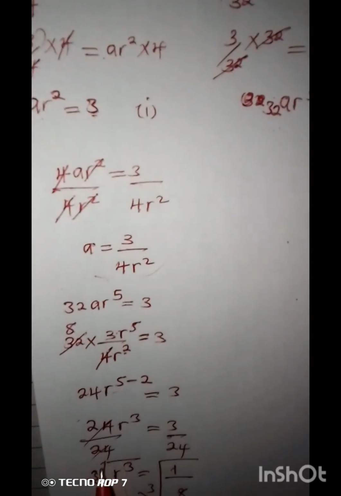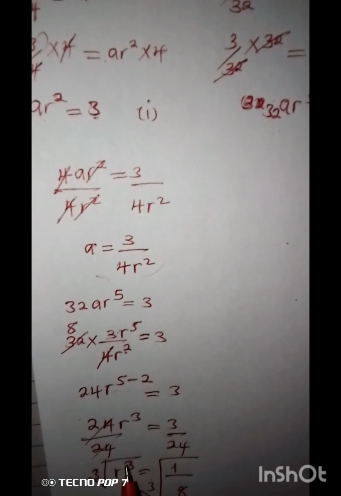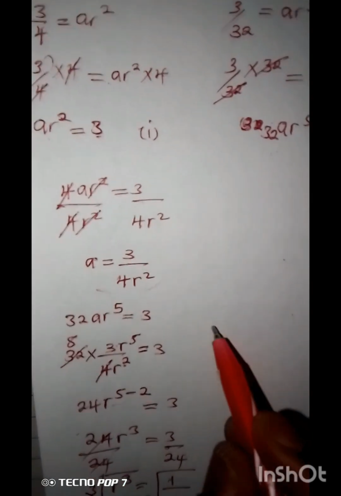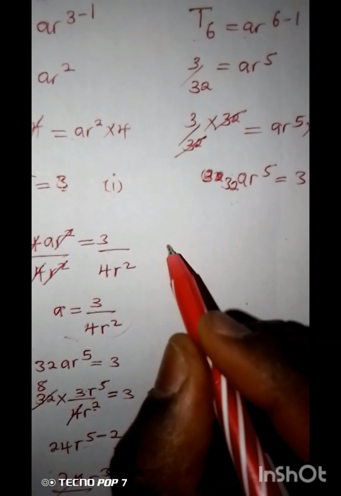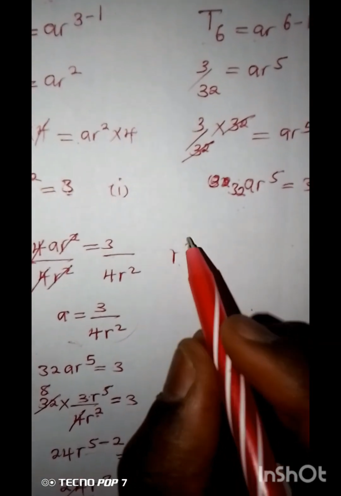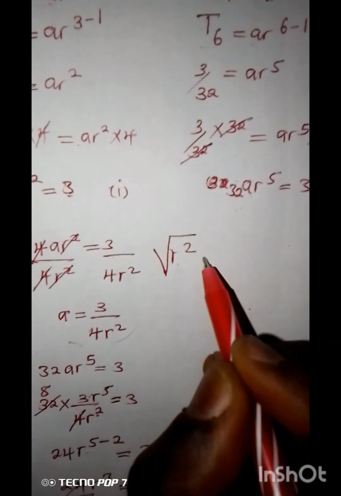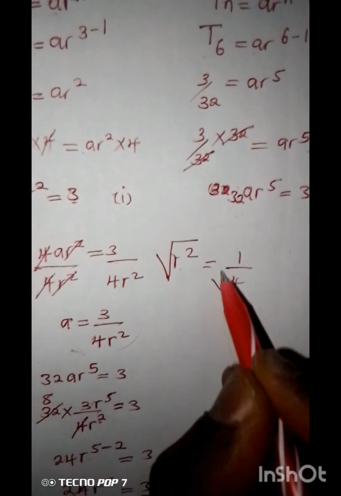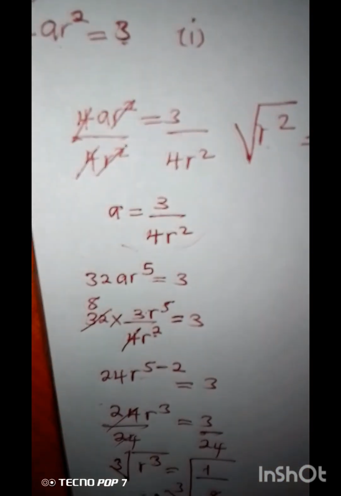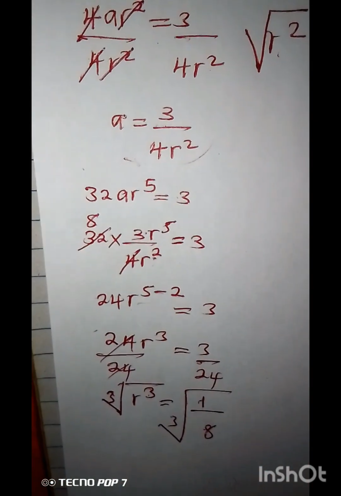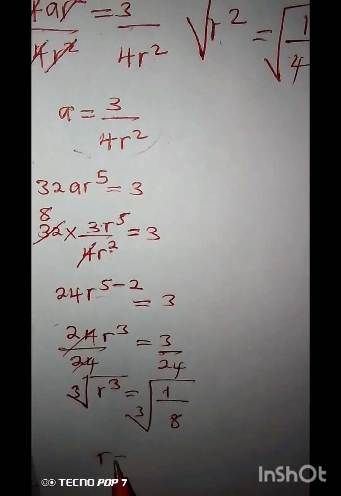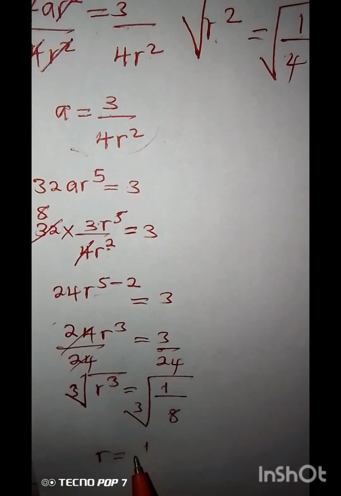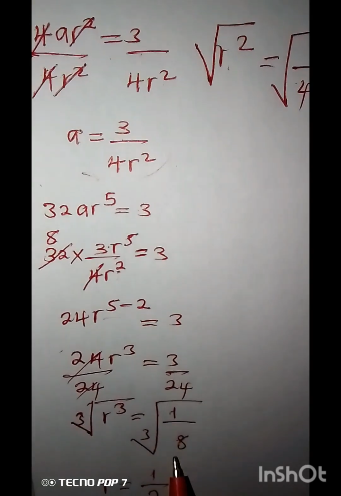Now, when you introduce the cube root, it means the power is 3. If we had the power, for example, r was raised to the power 2, we would have taken the square root of each side, like this. Now, since it's 3, meaning you have to find the cube root. So our common ratio will be equal to 1 over 2. Get the cube root of 8, that's 2.